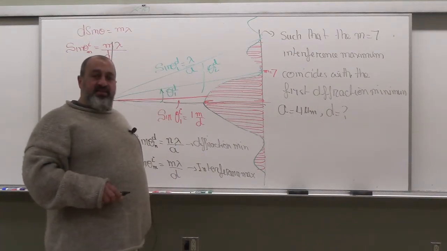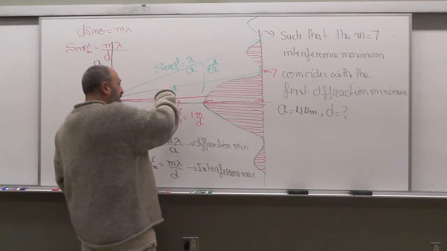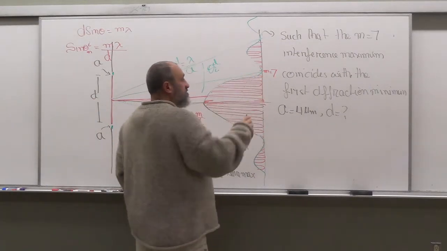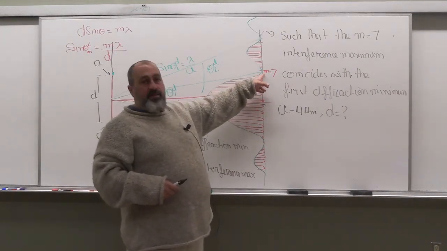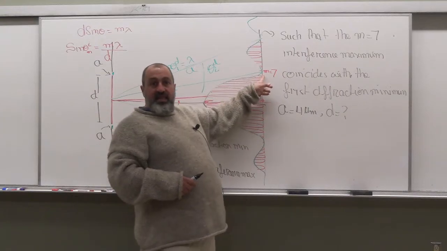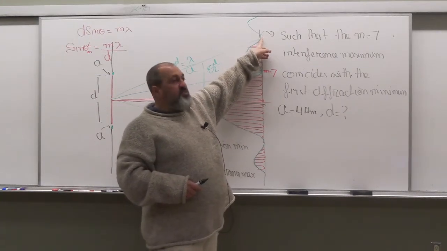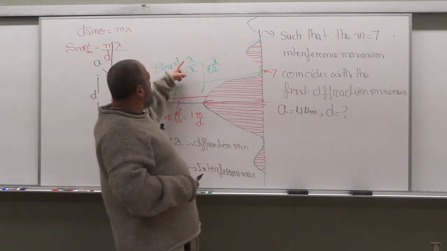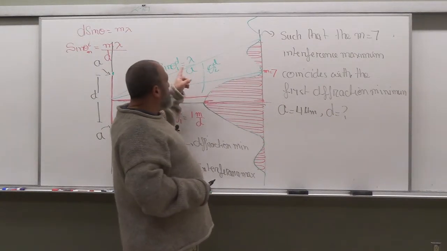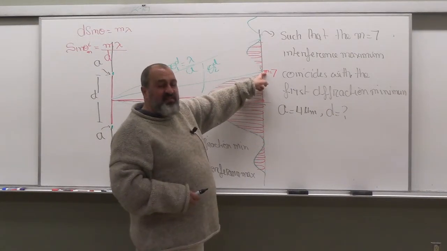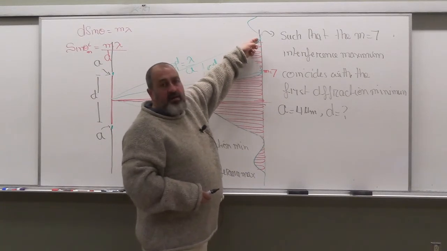All right, let's take a look at this. It is saying that at the position of the first diffraction minimum, I happen to find the M equals 7 interference maximum. Now, if this is M equals 7 here, can you tell what M is over there? If this is theta 1 and sine theta 1 is lambda over A, it corresponds to the M equals 7 interference maximum. What does theta 2 correspond to? What M is there?